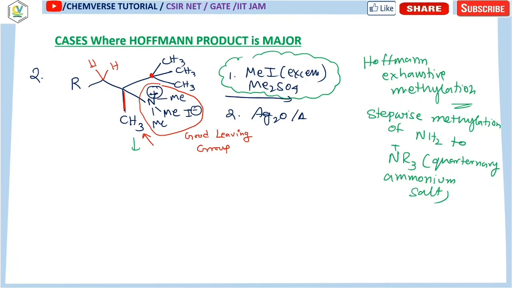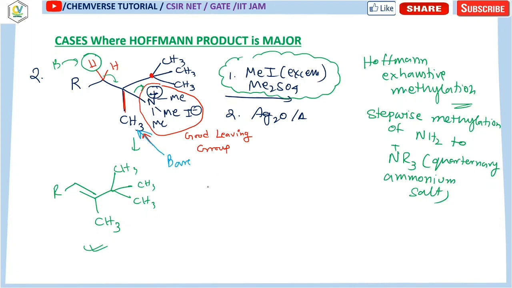Now what will be the product? If we draw the two structures, suppose case A is abstraction of this proton. So now the base will abstract this proton, and there will be a double bond in this way, and the leaving group will be removed. So our product will be this one. But when the base approaches from this side, that means the base is now abstracting a proton from this carbon, so it is producing a double bond in this position. So that is why this will be our product.